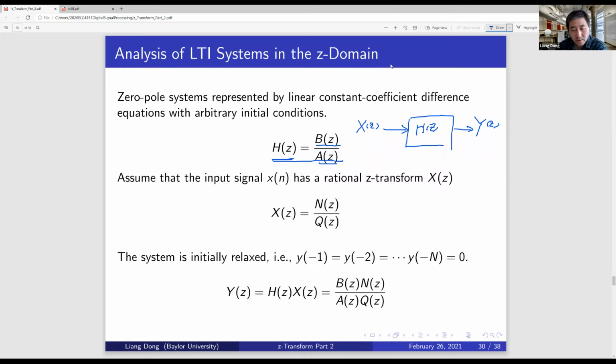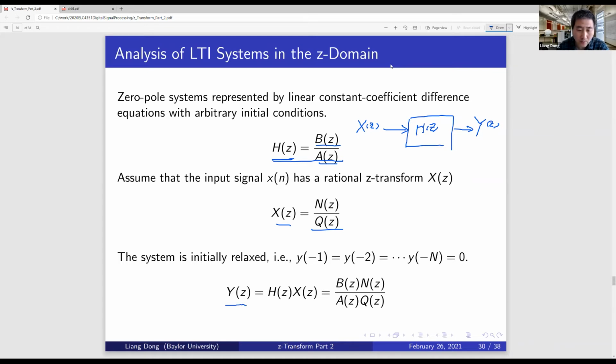Assume that the input signal x(n) has a rational Z transform as well. So X(z) can also be represented by this fractional format, N(z) over Q(z). Each of N and Q are polynomials of z, or polynomials of z to the power -1. The system is initially relaxed, therefore y(-1), y(-2), all the way to y(-N) equal 0.